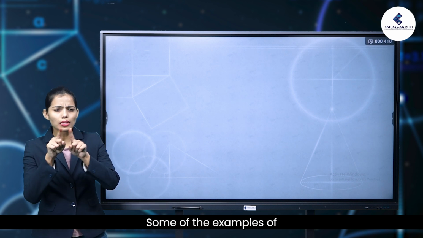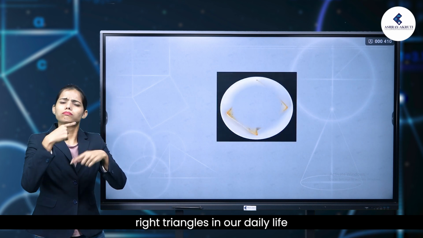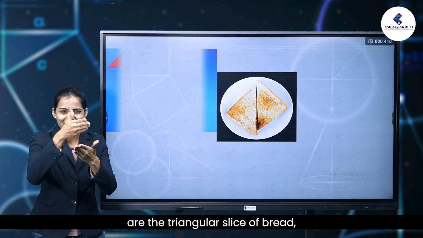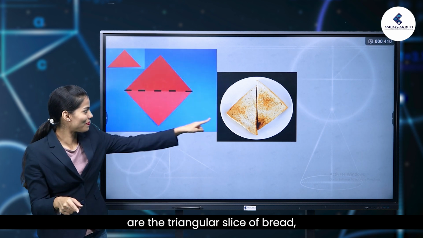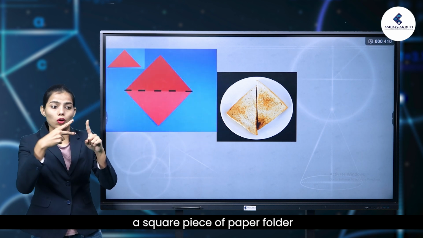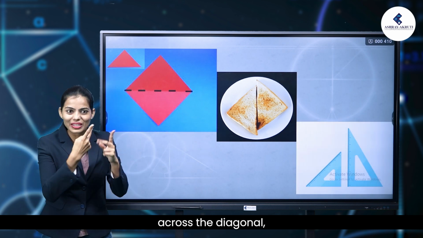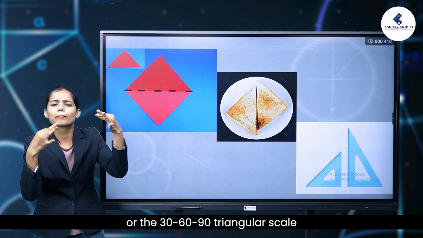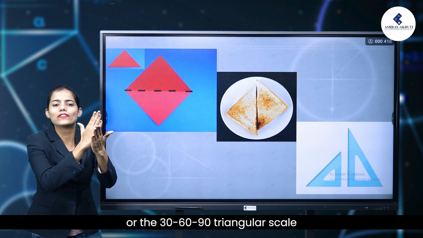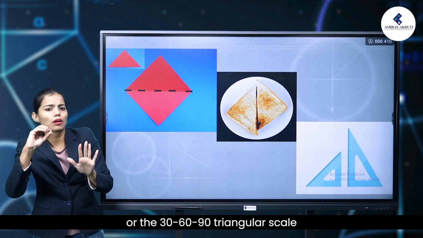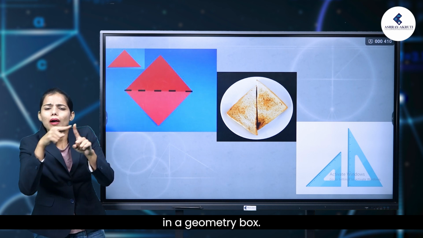Some of the examples of right triangles in our daily life are the triangular slice of bread, a square piece of paper folded across the diagonal, or the 30, 60, 90 degrees triangular scale in a geometry box.